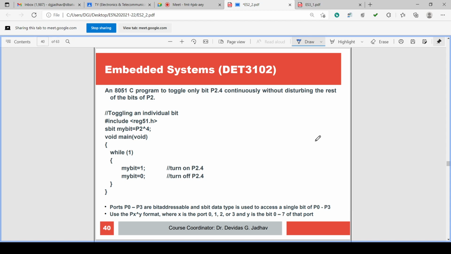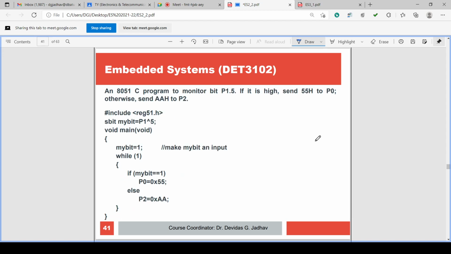Toggling of a single bit is there. So instead of complete 8 bits, a single bit operation is there. Toggling means the previous condition is changed to the opposite condition. If off is there, it is converted to on. If on is there, it is converted to off. Toggling of 8 bits can also be done by sending 55, then sending AA, then sending 55 again, then sending AA. Continuous toggling is there.